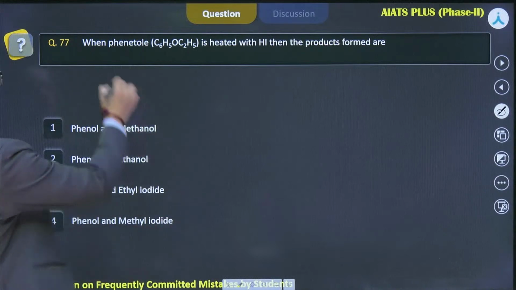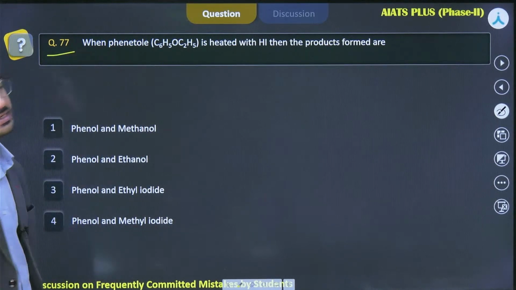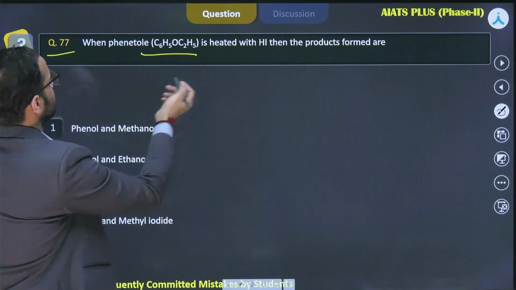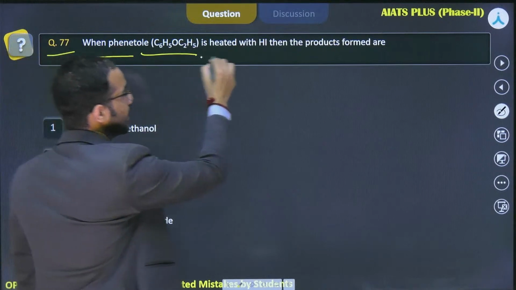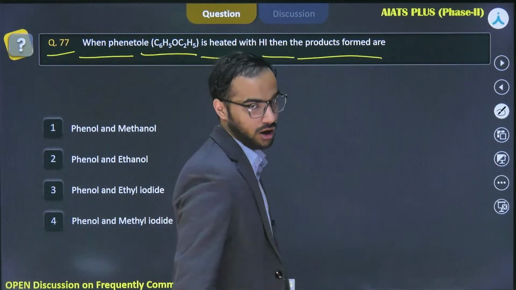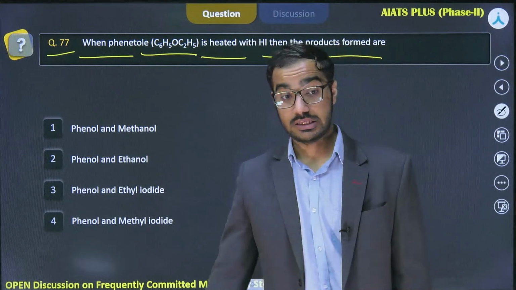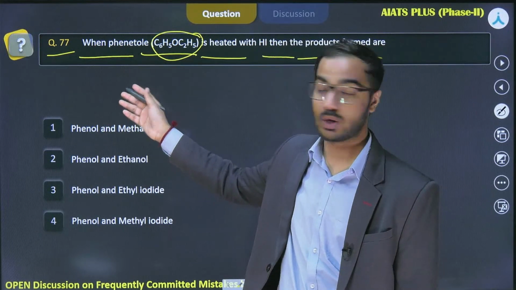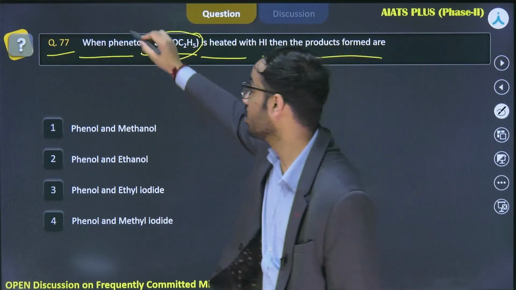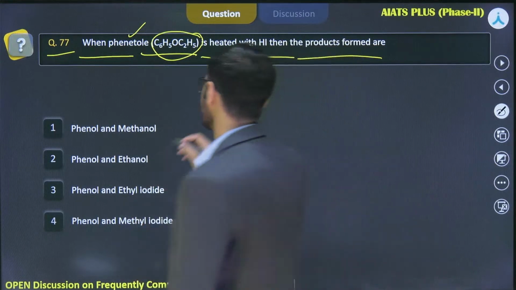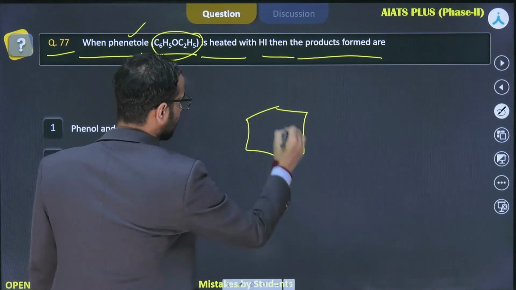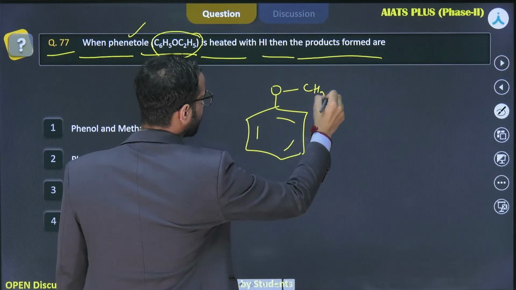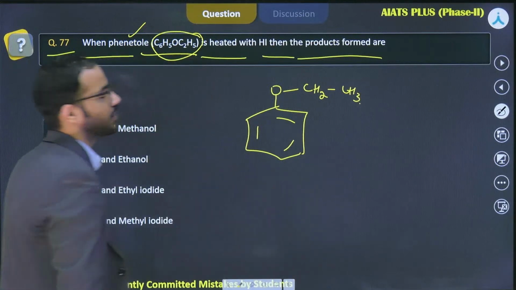Okay, now we will be having question number 77. In this question, there will be a presence of ether. We can say that when phenetole is heated with HI, the products formed are. In this question, there is a clear mention of the substrate. If it is not mentioned, you should be aware of the term phenetole. Phenetole is, you are already aware about it, OCH2CH3. This is phenetole.